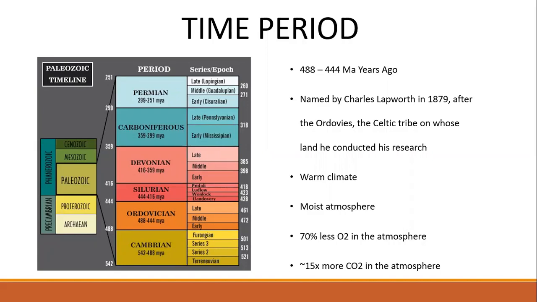This period experienced a fairly warm climate and a moist atmosphere. The atmosphere at this time contained about 70% less oxygen than today's atmosphere and about 14 to 16 times the amount of carbon dioxide as there is now. This large amount of carbon dioxide is due to the high sea levels, which covered large continental areas, stopping the weathering of silicate rocks, which is one mechanism through which carbon dioxide is usually removed from the atmosphere.